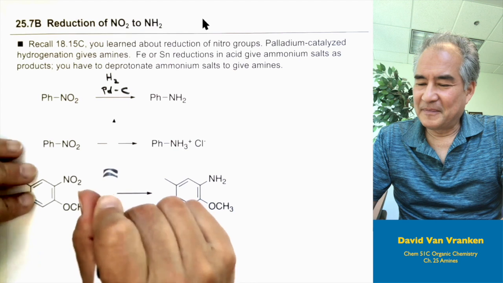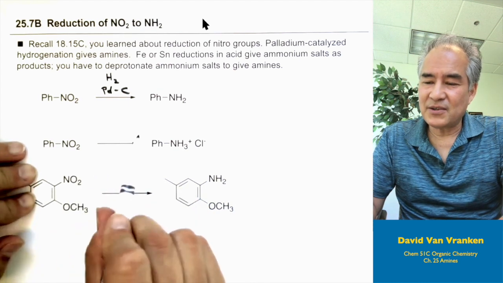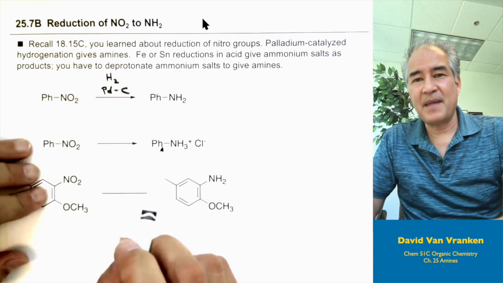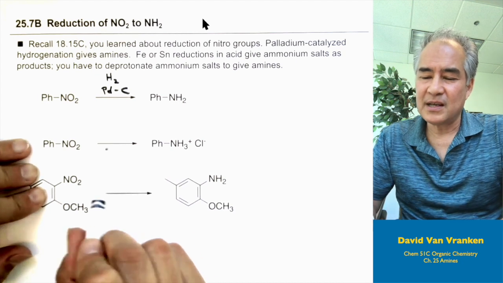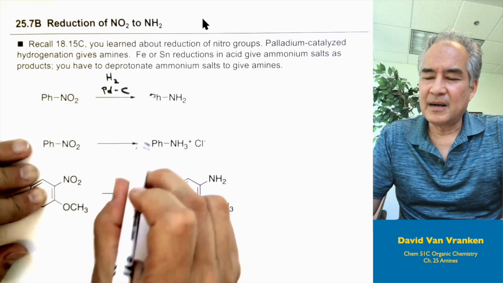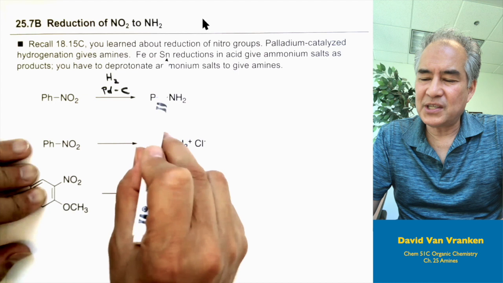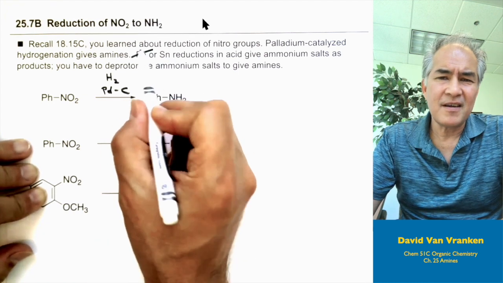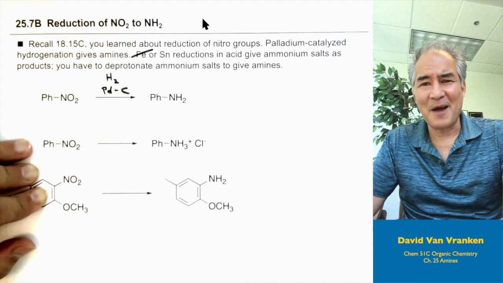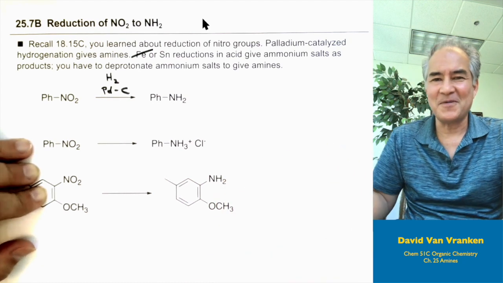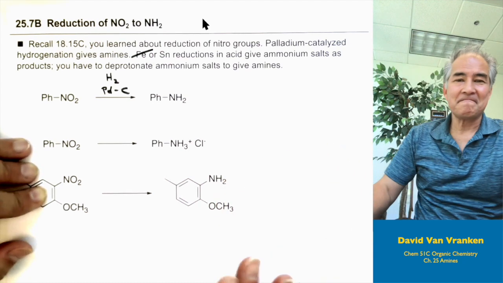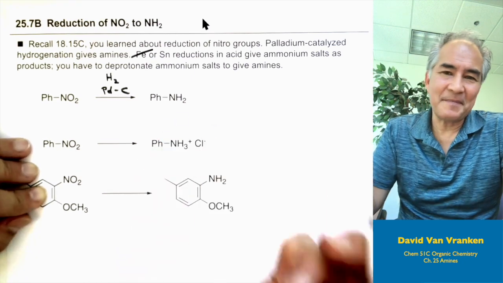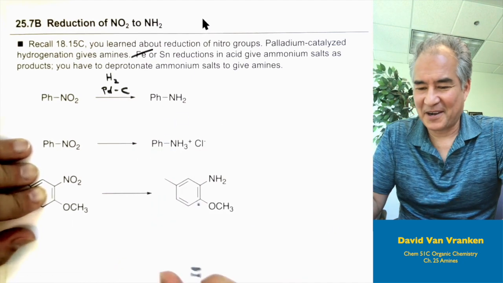So if you were in that situation, there's another set of methods that the book tells you to use to reduce nitro groups. And that's to use either iron or tin in the presence of acid. And I didn't really tell you about the iron. I'm not going to expect you to know that. Why would they tell you two methods and not tell you any advantage between them? I would say just remember the tin one. I'm not going to ask you about the iron method.